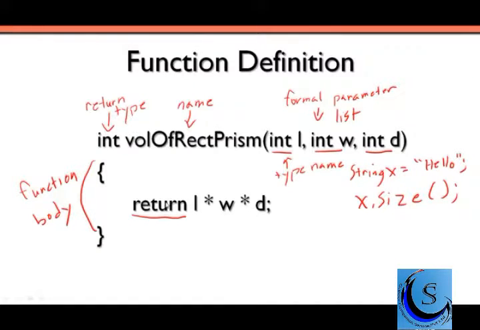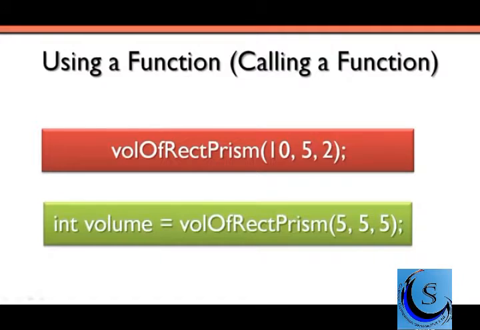And that may seem a little bit odd, but we're going to look at some examples of what that means to actually call or invoke a function. Once we've created a function definition, then we can use that function in our program or in other programs. To call a function, all we have to do is simply specify the name of the function and supply the appropriate arguments.